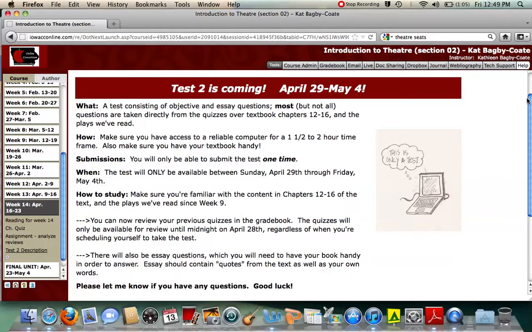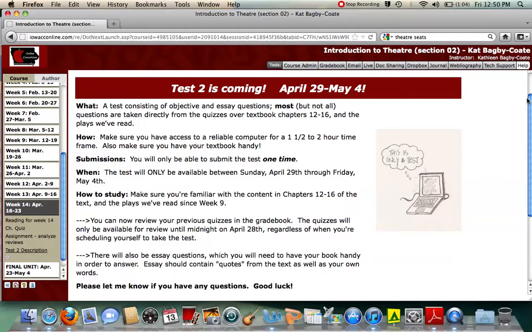So make sure you have access to a reliable computer for at least an hour and a half to 2 hour time frame, and make sure you have your textbook handy. The test will actually be timed at about 2.5 hours, so that'll give you plenty of time, but make sure you've got that time scheduled out. You can only submit the test one time. You can't take it more than once, and it will only be available, like I said, between Sunday, April 29th, starting at 12 a.m., through Friday, May 4th at midnight.